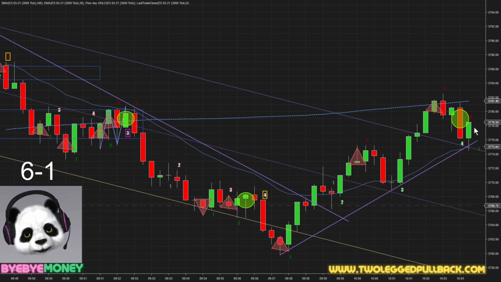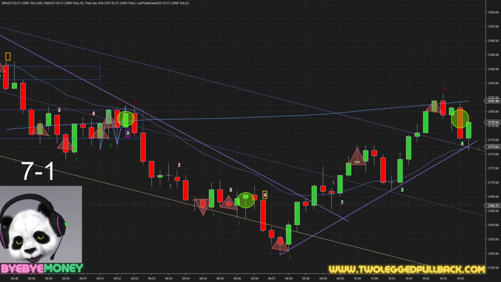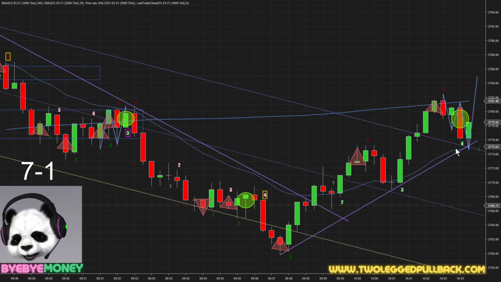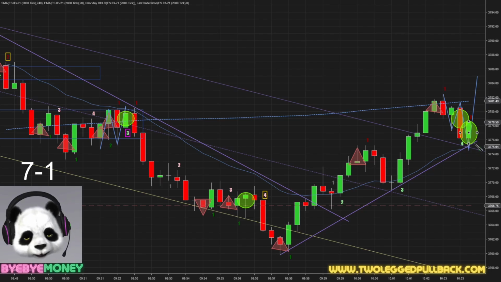And not only that, we have a two-legged pullback coming back up. Within here, we were able to scalp out. So that gives us 7. And now we have a two-legged pullback, possibly breakout. A, B, C. Two-legged pullback off a 20 MA in an uptrend. Good signal bar. You've got to take this trade as well. Goodness gracious, this is just too many setups here. Amazing signal bar. Enough room to the top of the previous bar.